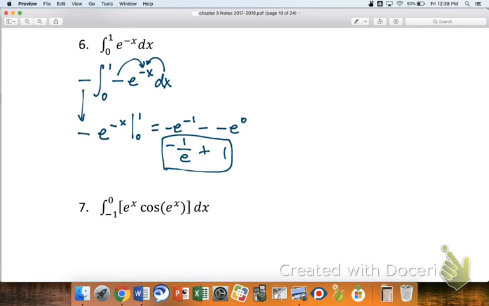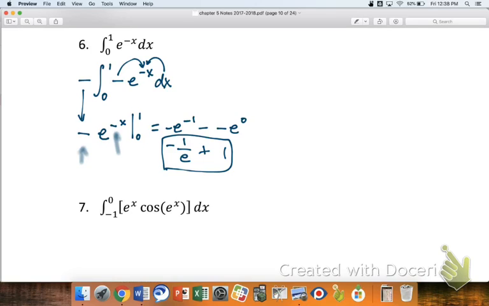What do you got, Ellie? Yeah, because you've got negative e to the negative x. So when I plug in the 1, the negative up front's still there. And then negative x is negative 1. Ellie, did you have it right and Tim talked you out of it? Mm-hmm. Oh. Timmy messed up.